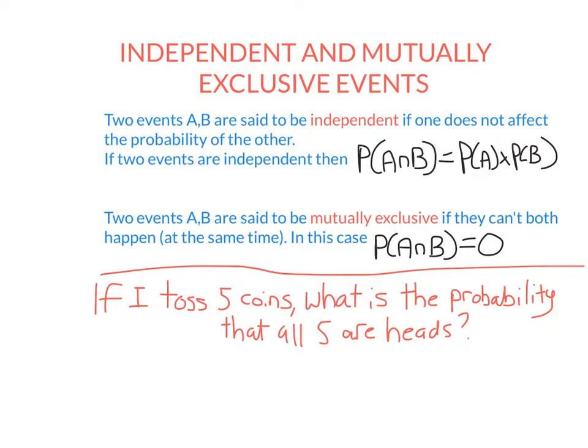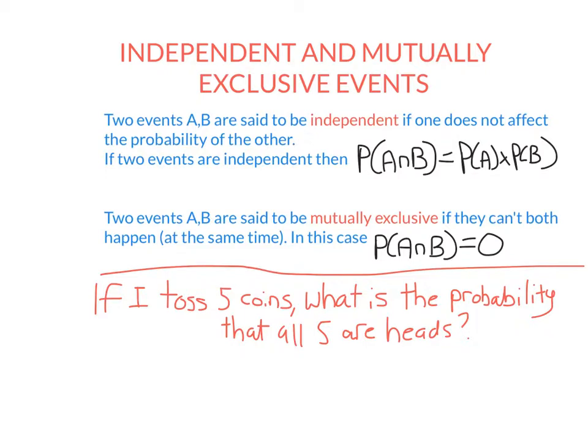So let's say I toss 5 coins. What's the probability that I get all 5 heads? So if I toss a coin over and over, each time I toss it is independent of the previous. If I toss heads this time, that does not affect the chances of me getting heads or tails next time. Each time I toss the coin, I have a 50-50 chance. I have a 1/2 probability of getting heads and a 1/2 probability of getting tails.